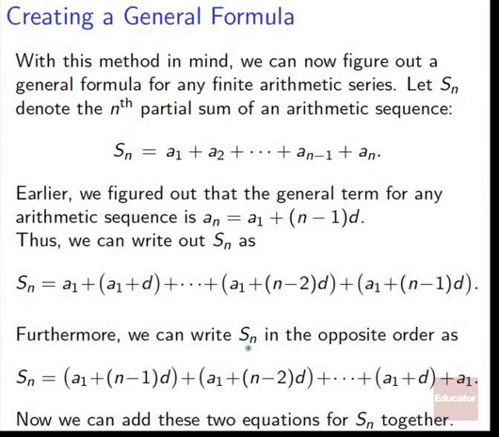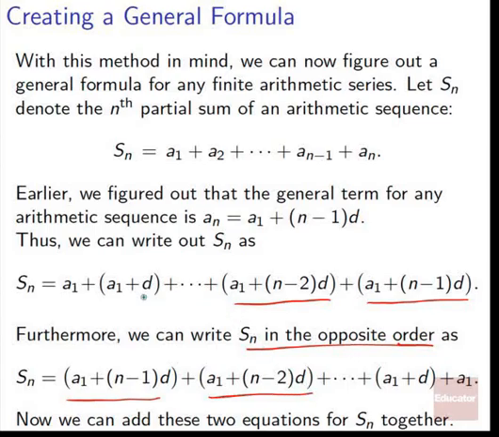Furthermore, we can write Sn in the opposite order. We're allowed to flip addition order. So we write it in the opposite order as Sn equals: the last thing now goes first, A1 plus (n-1)d, then A1 plus (n-2)d goes next, and then finally we work our way down: A1 plus d, A1. So now we have the equation in its normal order and the equation in its opposite order.